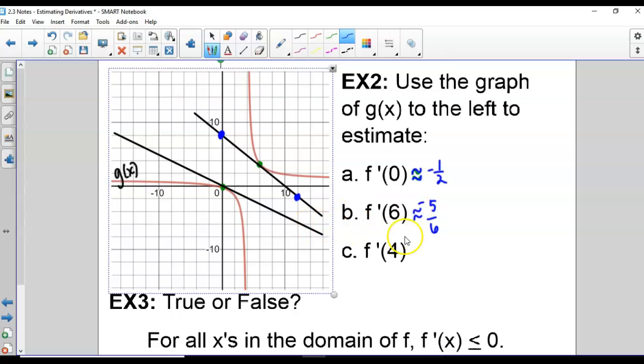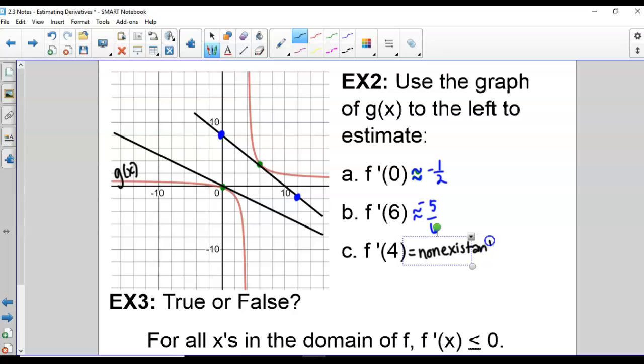What about at 4? So this counts by 2, so 2, 4. Uh-oh, I've got a problem here because do I have a point on the graph at 4? I do not. I've got a vertical asymptote here. So if this is the case, we're going to say this is non-existent.